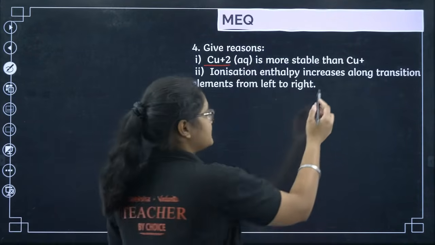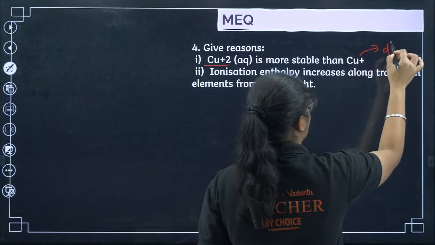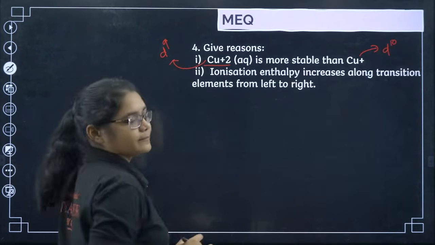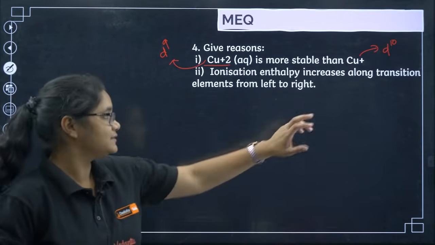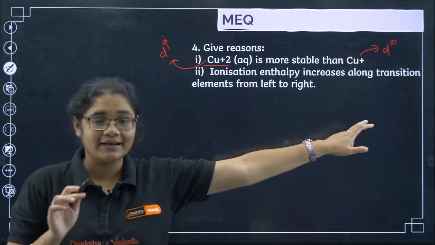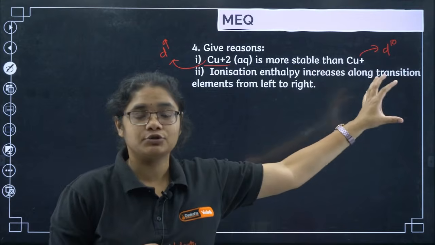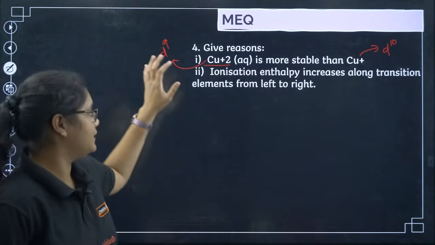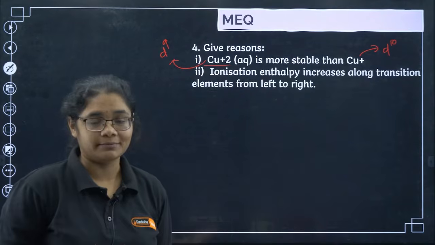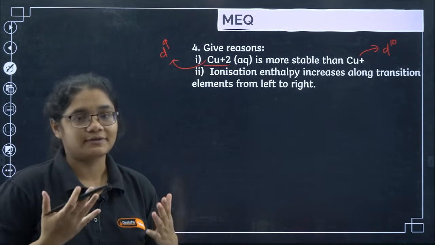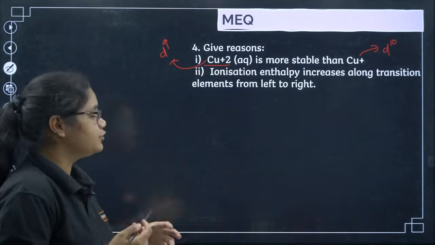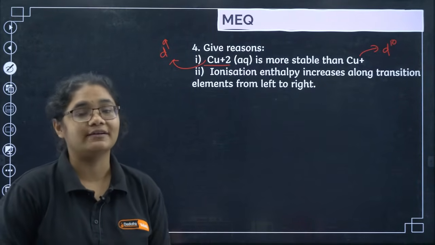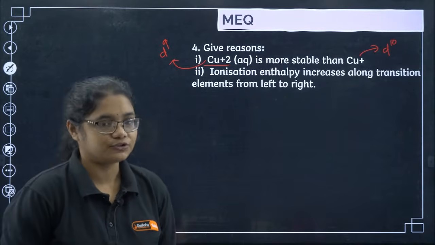Because Cu+ has an electronic configuration of d10, whereas Cu2+ has an electronic configuration of d9, right? Now technically the d10 configuration is exactly half filled, so this should be more stable, right? But that does not happen. Instead, we find d9 in aqueous medium is more stable. The reason is very simple: Cu2+ has a smaller size and releases more hydration energy, that is why it is more stable.